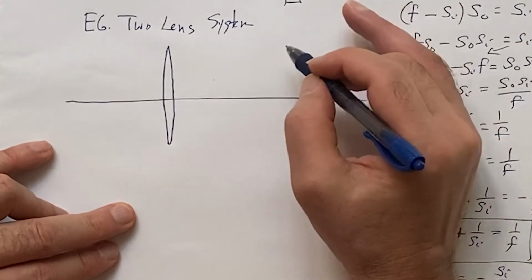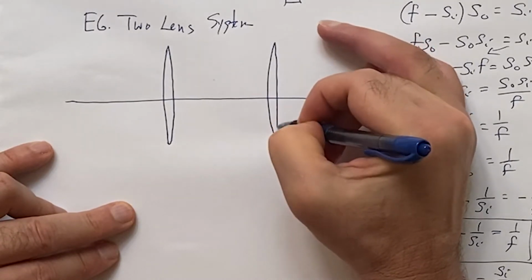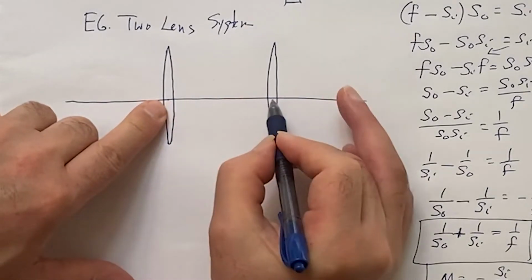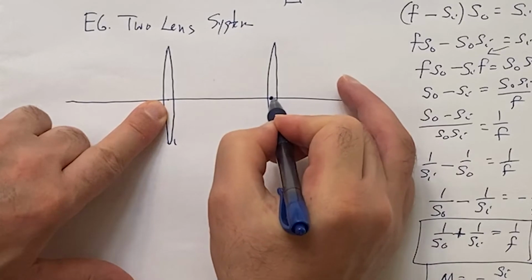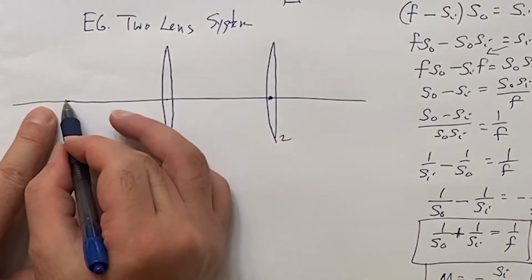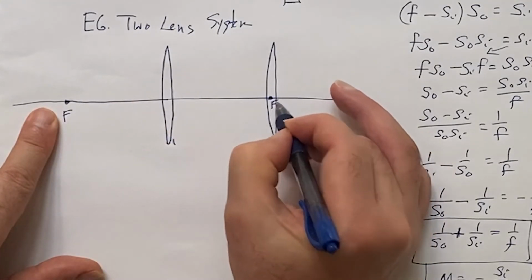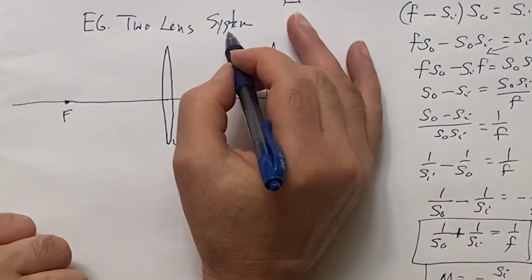And my hand, by the way, has been bad for the last couple of weeks, but we'll make do. All right. So what I'm going to do here is take the focal point for the first lens and make it coincide with the center over here. So that means that in this special case, the focal point is at the second lens. This makes it easy to do.